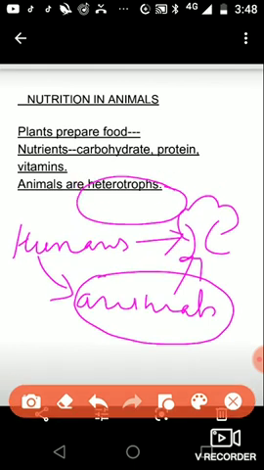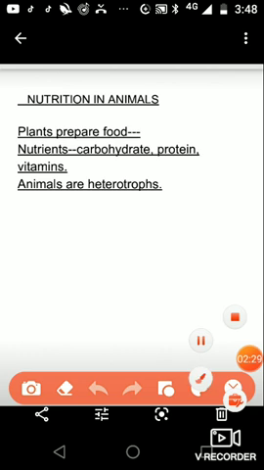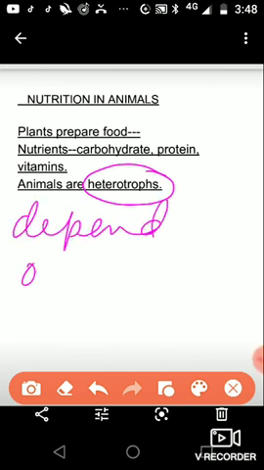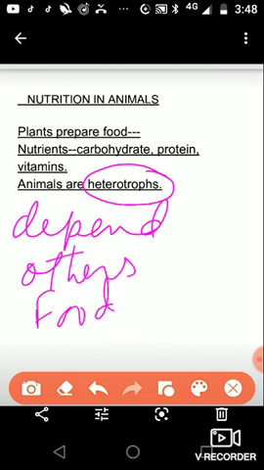So animals exhibit a heterotrophic mode of nutrition. So what does hetero mean? It means depend on others. Depend on others for their food. So these animals exhibit a heterotrophic mode of nutrition because they do not have chlorophyll, so they cannot prepare the food, and that is how they depend on others for the food. So that means they show a heterotrophic mode of nutrition.